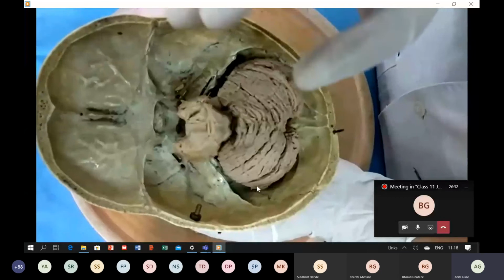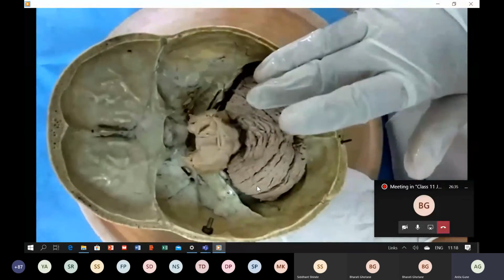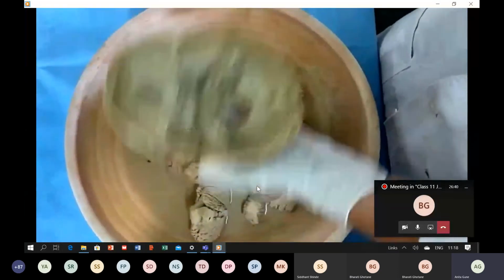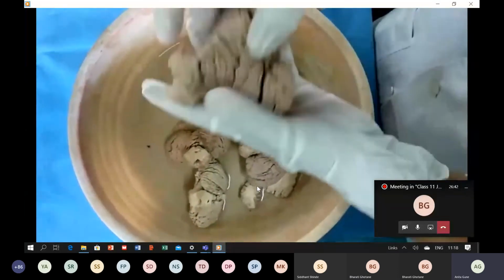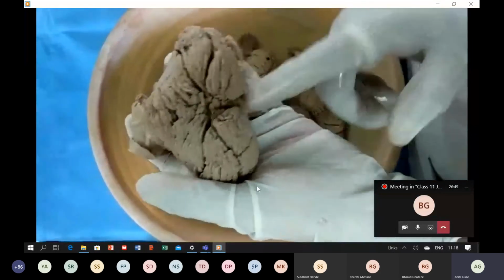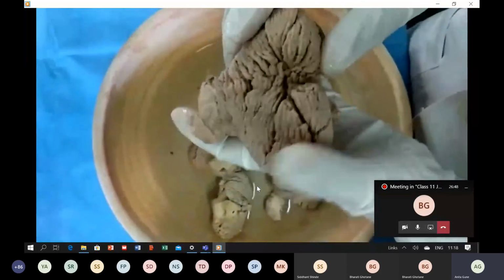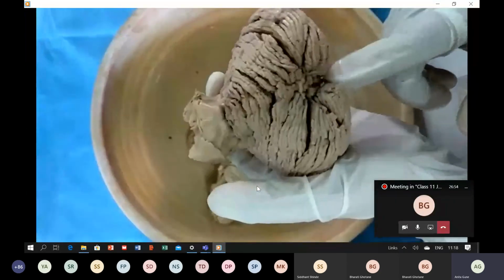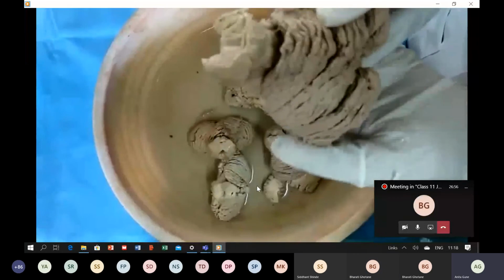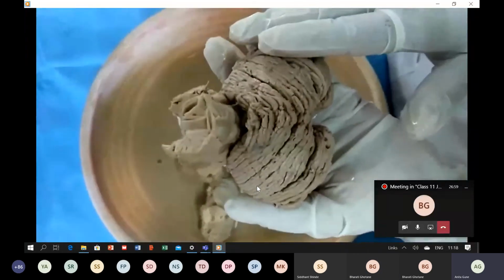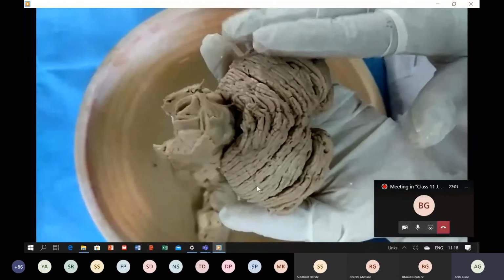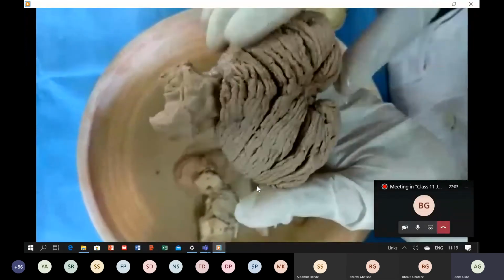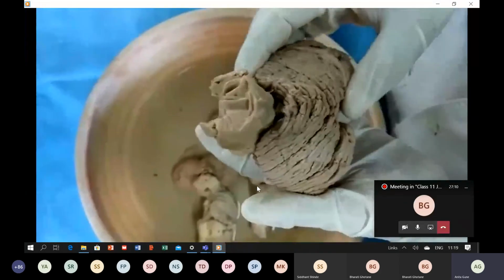Like this, the cerebellum also has left and right lobes. And there is a posterior median sulcus. Here there is the presence of the falx cerebelli, and on the superior surface it is related to the tentorium cerebelli. This is about the location and its relations.